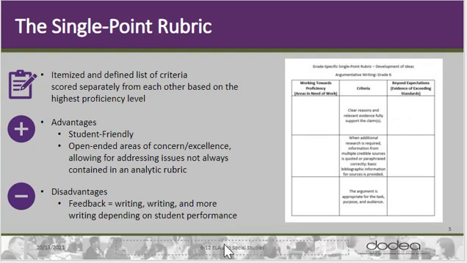Next, we have the single-point rubric. A single-point rubric is itemized and defined list of criteria scored separately from each other based on the highest proficiency level. The advantages of the single-point rubric: it's student-friendly, and its open-ended areas of concern and excellence allow for addressing issues not always contained in an analytic rubric. The disadvantage is the feedback. It's writing, and more writing, depending on student performance.